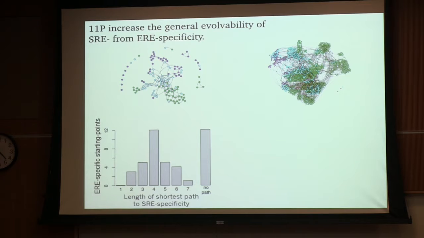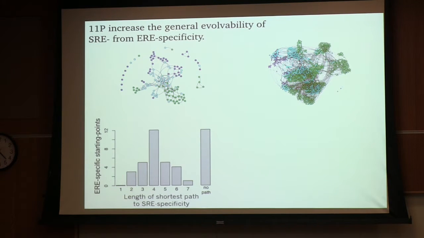What about robustness and evolvability? I'm going to show you, I think, just three characterizations of this, and then we're done. The permissive substitutions increase the general evolvability of SRE specificity from ERE specificity. Before, I was showing you the trajectories from SR1 to the derived RH genotype. This is now looking at the accessibility of SRE from any ERE-specific starting point in the network. So these are the general characteristics of how this transition could occur in this network of sequences.